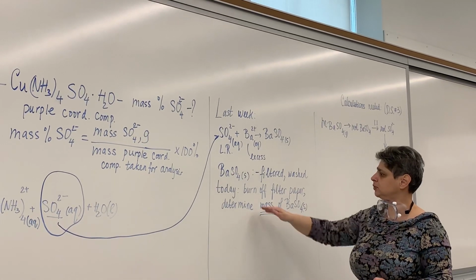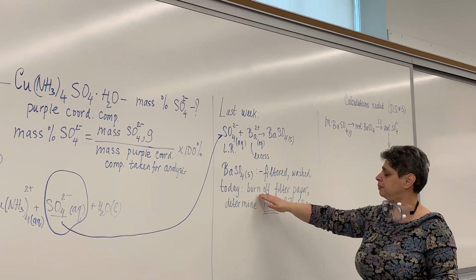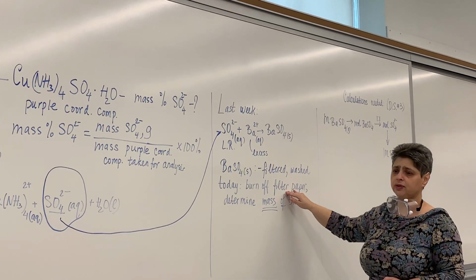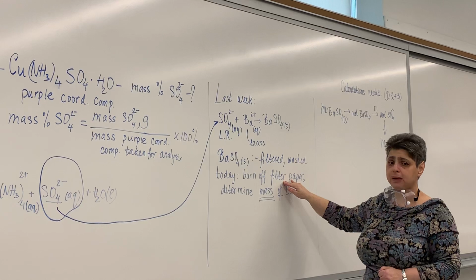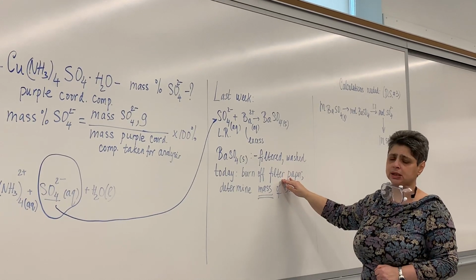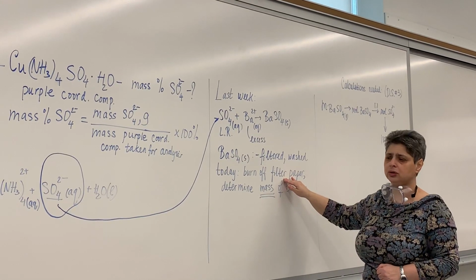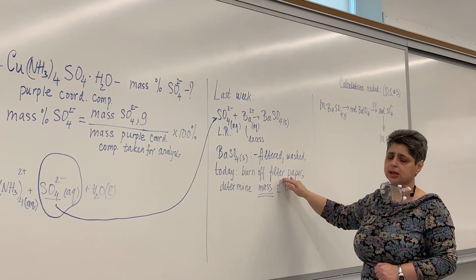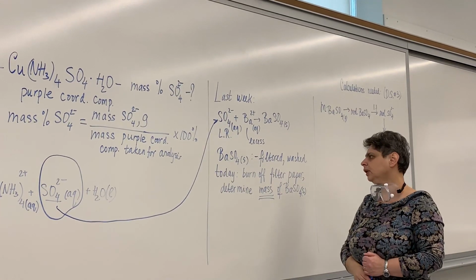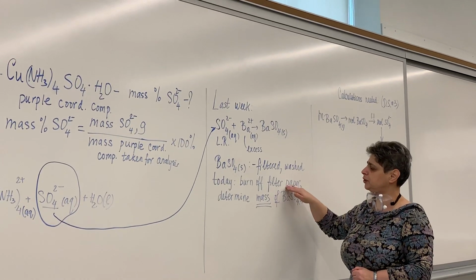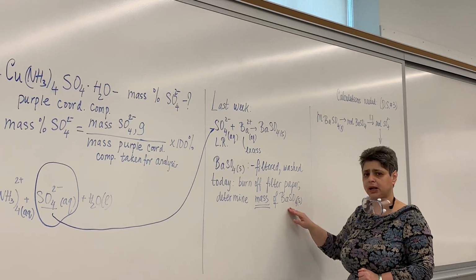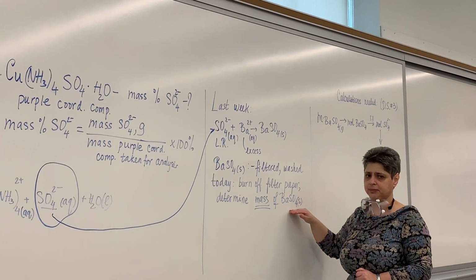And then today what we will be looking to do is burn off the filter paper. The filter paper we were using for filtration is called ashless paper, meaning when it burns it doesn't leave any solid residue. The only products of combustion for that paper are carbon dioxide gas and water vapor. And so if we burn off the filter paper, the only substance remaining in the container will be the barium sulfate, which we can then weigh.